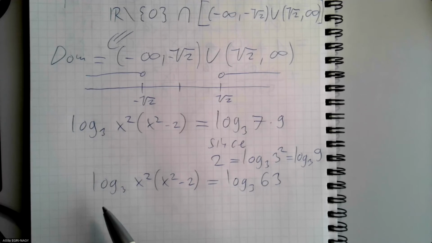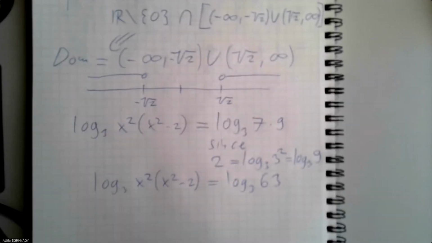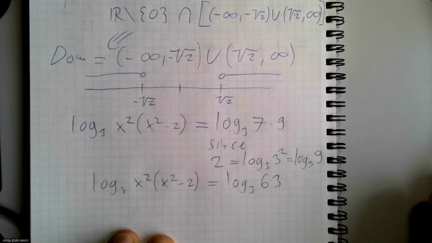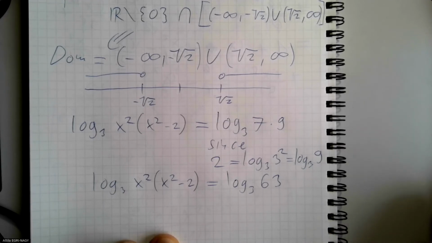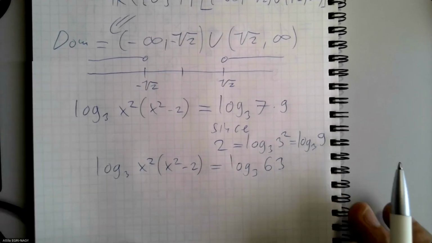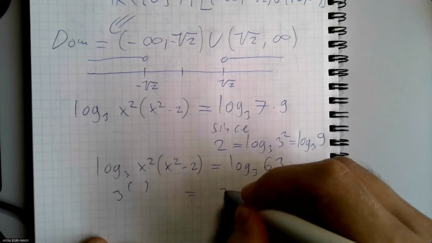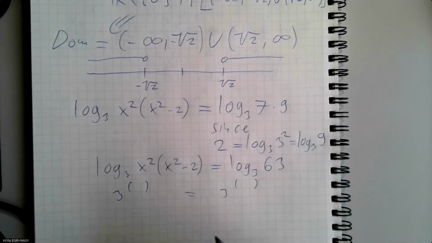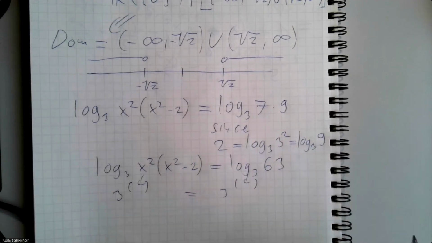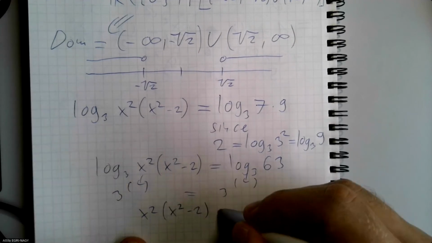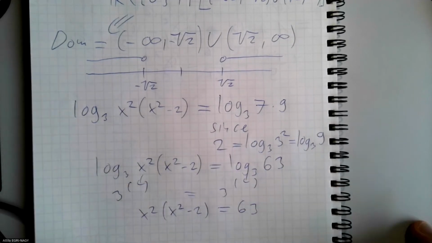We know that the logarithm function is actually invertible. And the other general rule is that we want to get access to x and it's inside the logarithm. Well, then we have to do the opposite. So we can actually take the power, raise 3 to this. Okay, so that goes in there and it goes in there. So basically what we have is x squared times x squared minus 2 equals 63.